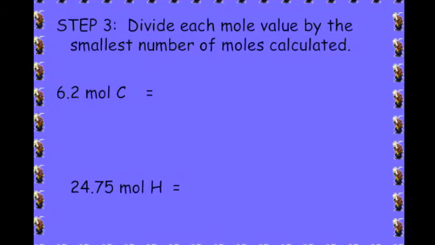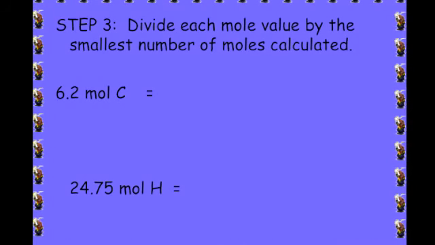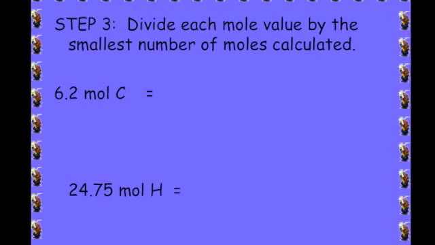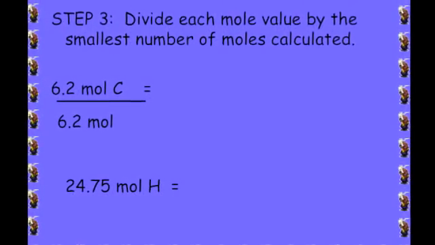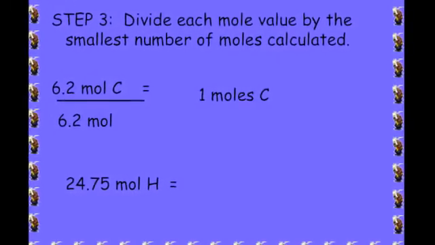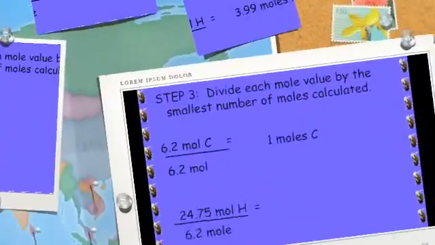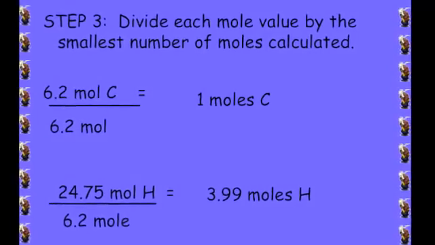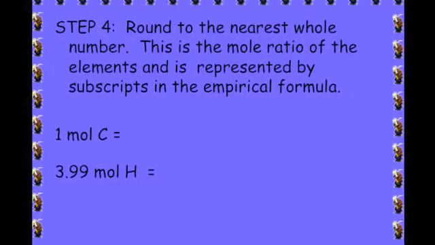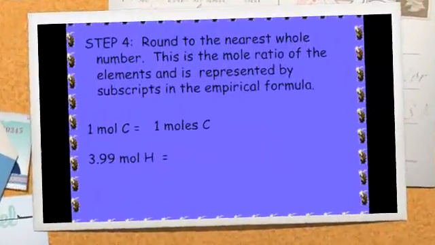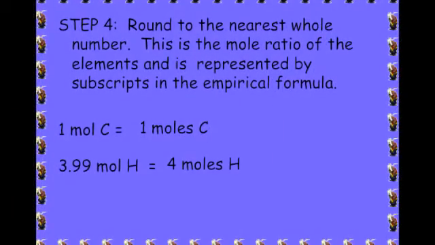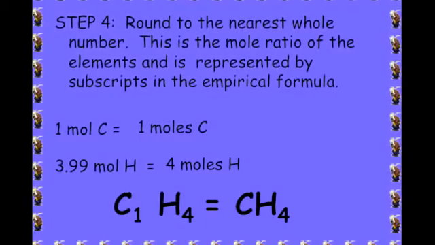Step 3, you divide each mole by the smallest number of moles calculated. In this case, it's 6.2. Therefore, you've got 6.2 divided by 6.2 gives you 1, and 24.75 divided by 6.2 gives you 3.99. Step 4, you round up the 3.99 to 4. Then you have your answer, which is CH4, 1 carbon for every 4 hydrogens.